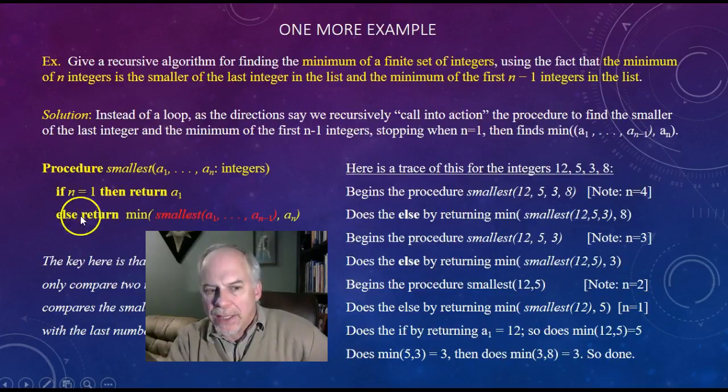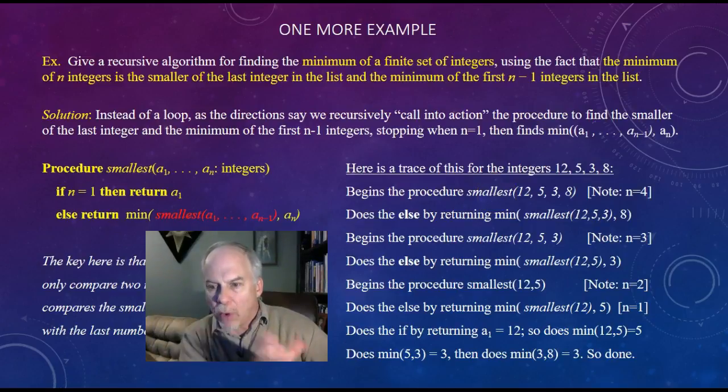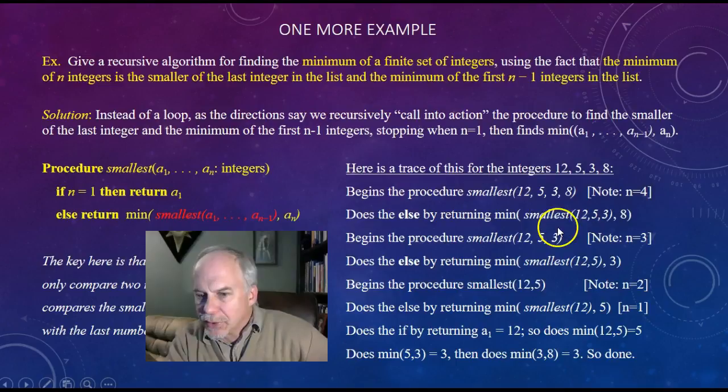N is 4, and so n is not equal to 1. So it will go on and do this else return minimum of. It's doing this minimum of, but then it calls into action the program again, but this time with one less. It's not going to look at the last term because it's looking at the terms before the last term. So it's calling into action the smallest 12, 5, 3 procedure.